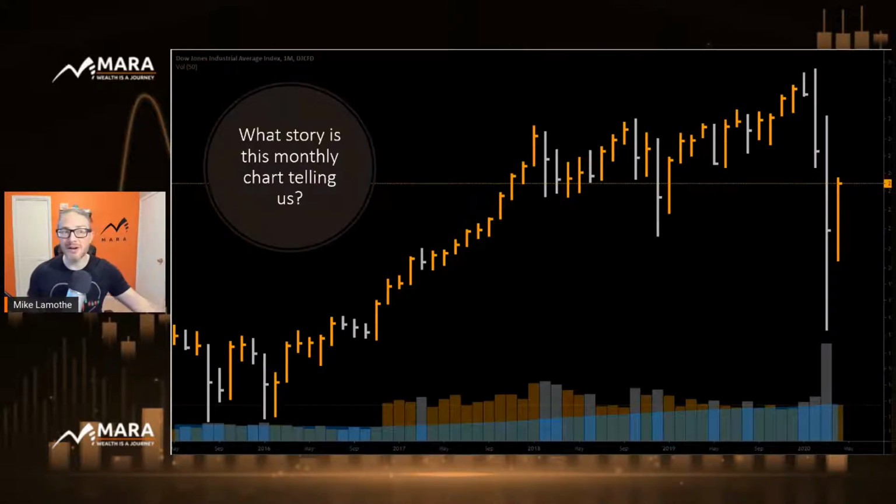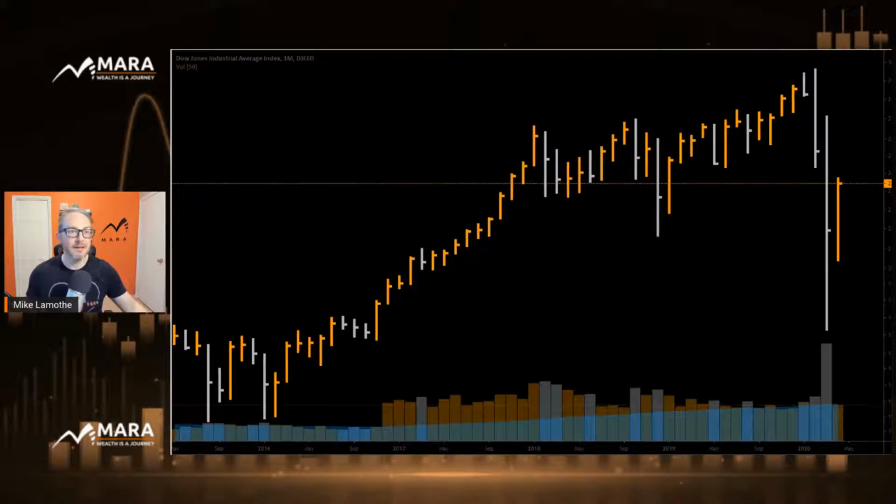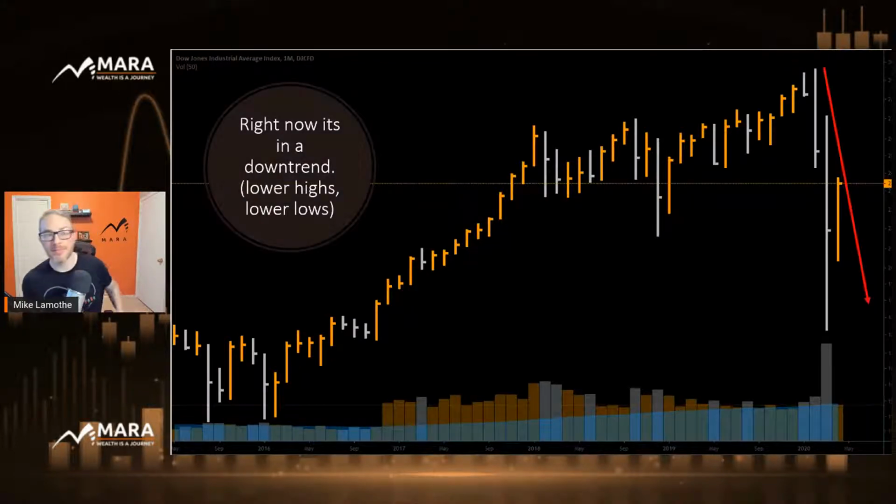It's showing us a downtrend, a pretty severe downtrend at that. It's making a series of lower highs and lower lows. Lower high here, lower low, a pretty major sell-off there on that monthly time frame.